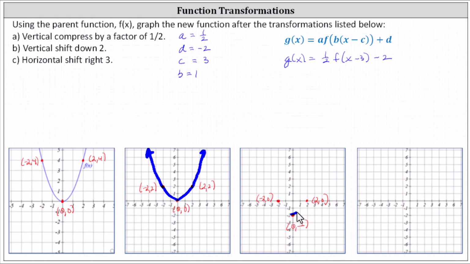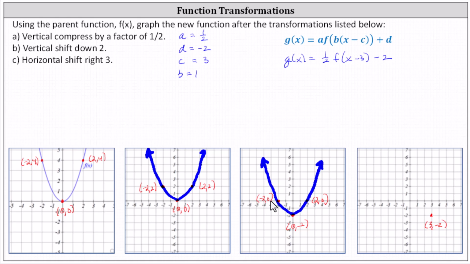Now we have the graph of the parabola after a vertical compression by a factor of 1/2, as well as a vertical shift down 2 units. And then the last transformation is a horizontal shift right 3 units. This affects the x coordinates. For a horizontal shift right 3 units, we now add 3 to each of the x coordinates. Starting at the vertex, 0 plus 3 is 3. The vertex is now 3, negative 2.